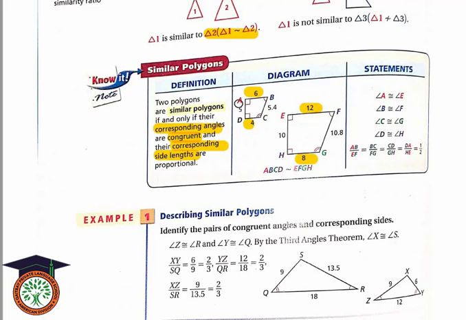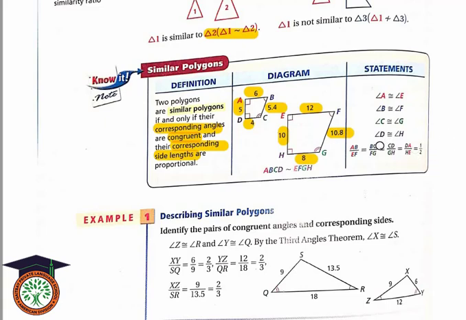And AD, which is 5, and EH, which is 10. So 5 over 10 is 1 over 2. BC and FG: BC is 5.4, FG is 10.8. 5.4 over 10.8 is also 1 over 2. So all sides are proportional, which is AB over EF equals BC over FG equals CD over GH equals DA over HE, which equals 1 over 2.